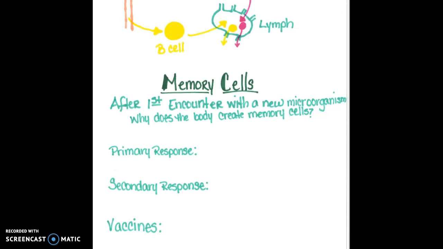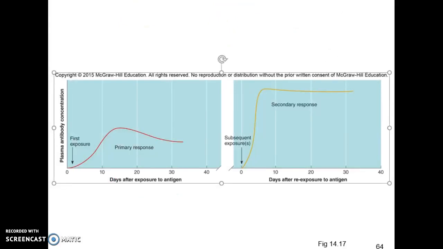So a primary response really is the first encounter, and our body doesn't quite know what to do with ourselves yet. So it's going to take us some time. We're probably going to feel pretty sick. So let me show you the graph. Here's a graph of the primary response. You can see this one on the left here. We've never been exposed to this particular, whether it's a virus or bacteria, we'll call it a virus this time.